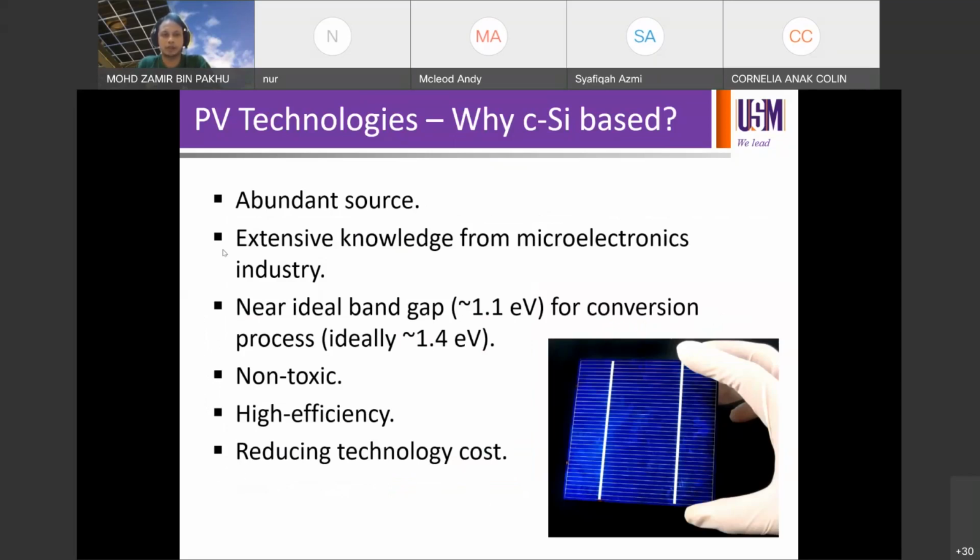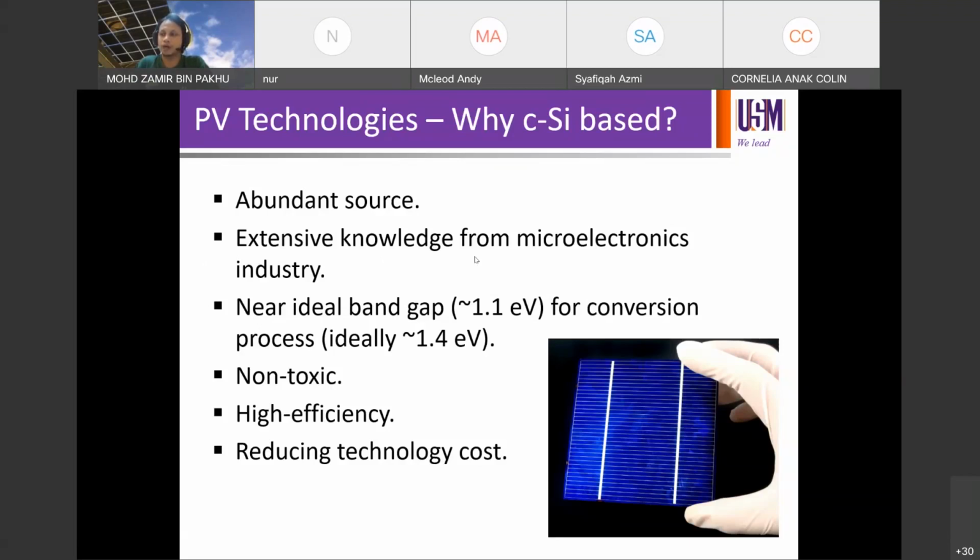The first reason is that silicon is an abundant source, in the form of silicon dioxide in the earth crust. And then the silicon technology is built from extensive knowledge from microelectronics industries like integrated circuits that we have been championing all this while. So it's been around for more than 60 years already in the market. And the knowledge is just extensive. You can find textbooks, ebooks, papers, and many things. So it's already a mature technology.